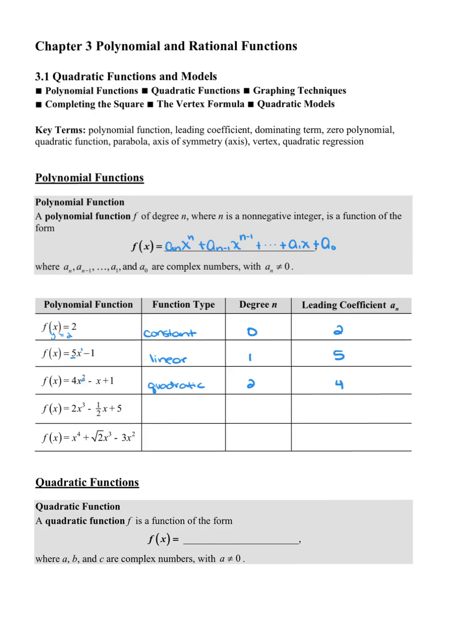F of x equals 2x cubed minus 1/2 x plus 5 is a cubic function. It has a degree of 3 because the highest exponent is to the third power, and the leading coefficient is 2. And then x to the fourth plus the square root of 2x cubed minus 3x squared would be quartic. It is a 4th degree polynomial, and the leading coefficient would be 1.